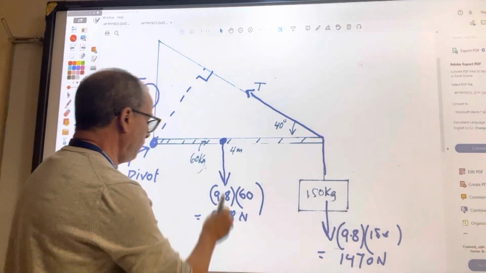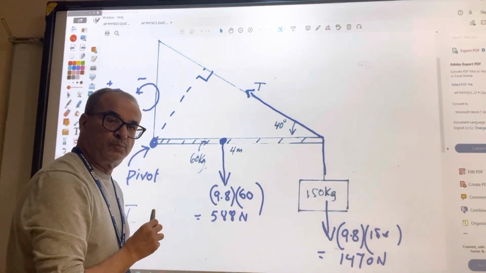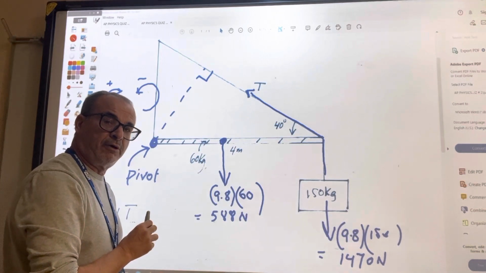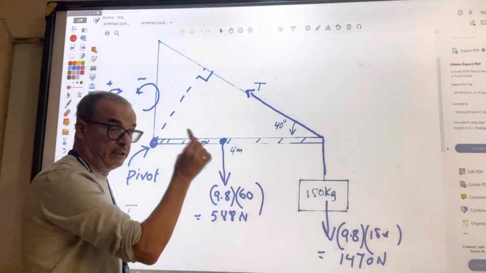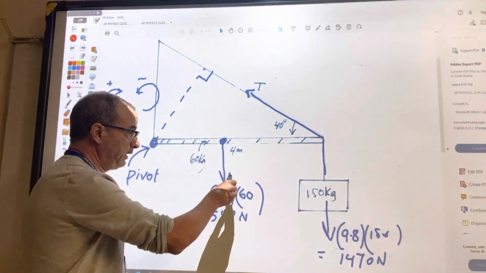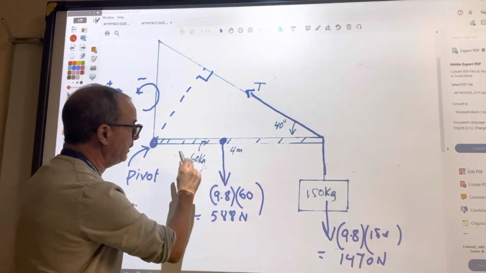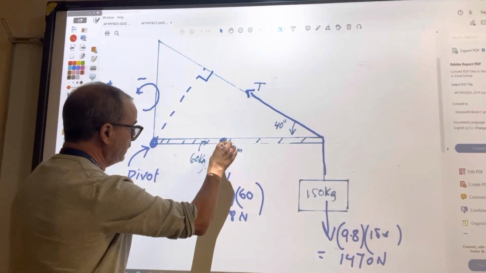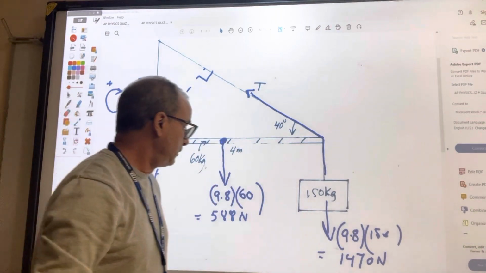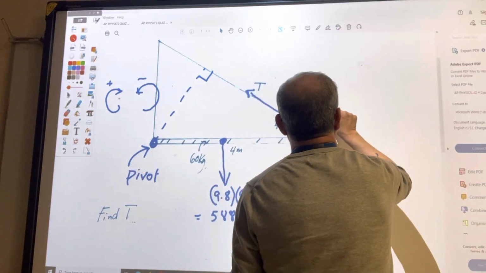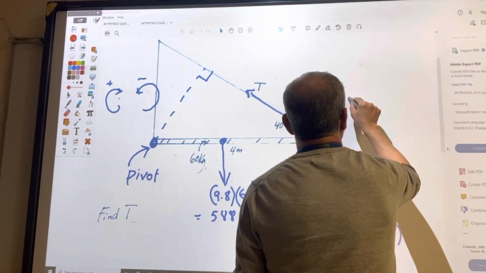So 588. Is it going clockwise or counterclockwise? Clockwise. So you're going to multiply 588, pay attention, this is easy, times the distance from the center to the end, which is 2, because the whole thing is 4 meters. So you're going to write 588 times 2.